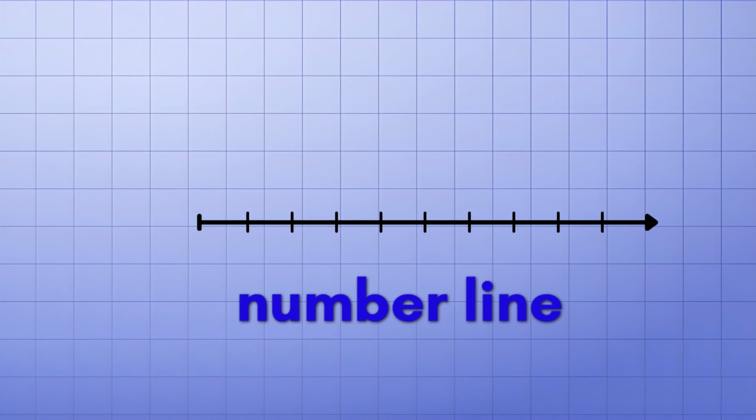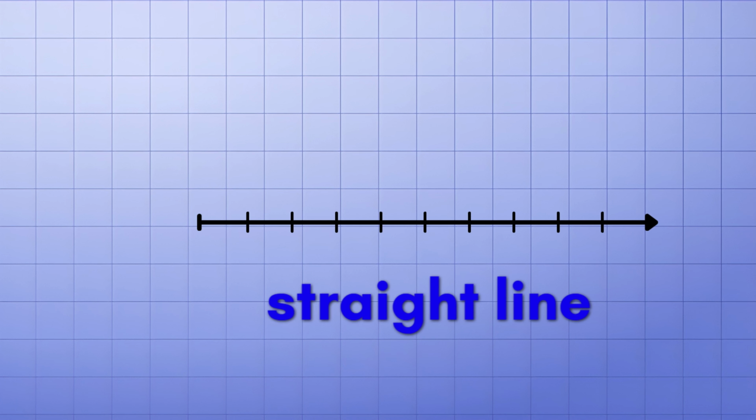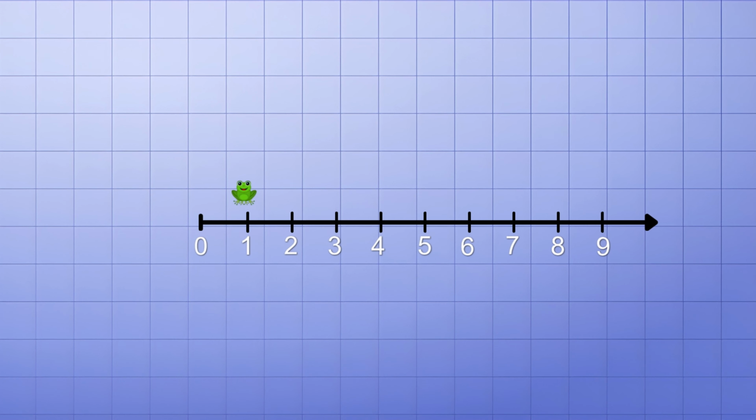Hey, I'm Micah. A number line is one of the most useful tools you ever use in math. It's simply a straight line with numbers arranged in order, from left to right. As you move forward, the numbers get bigger. As you move backward, the numbers get smaller.